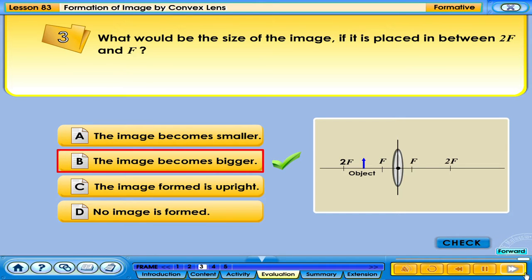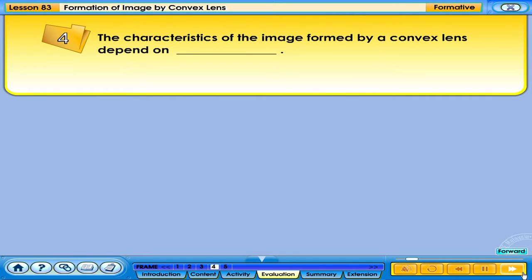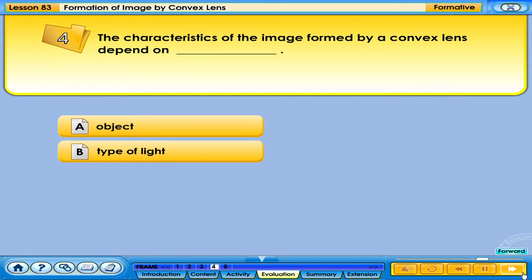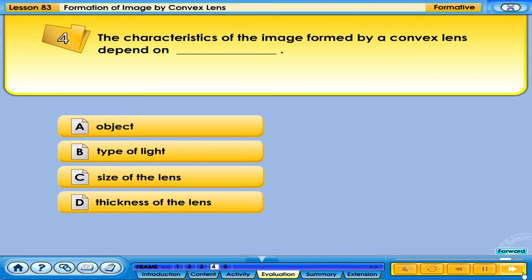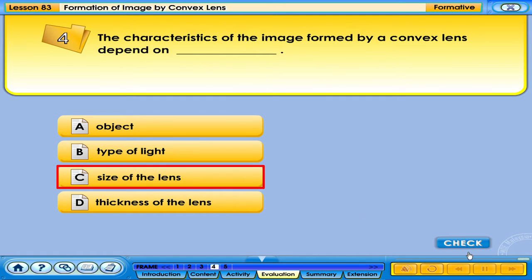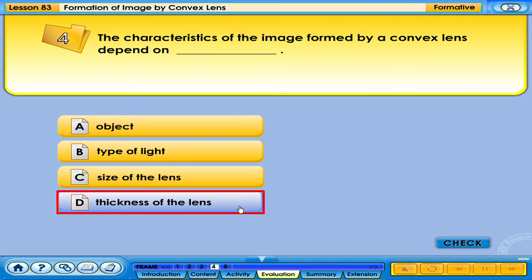Your answer is correct. The characteristics of the image formed by a convex lens depend on: A. Object distance, B. Type of light, C. Size of the lens, D. Thickness of the lens. That's not right. Please try again. Your answer is correct.